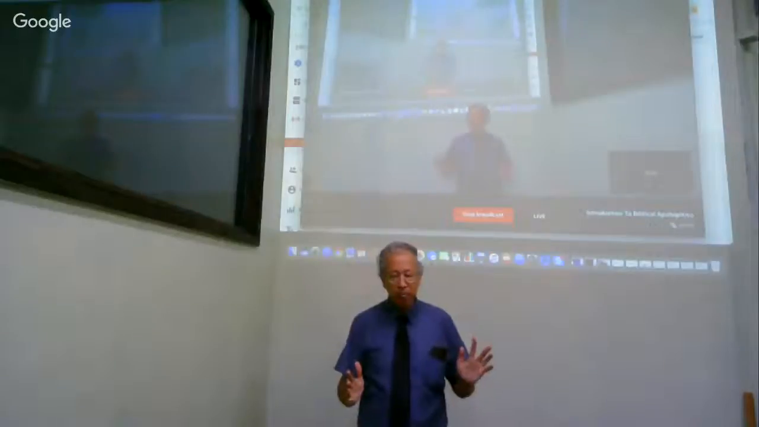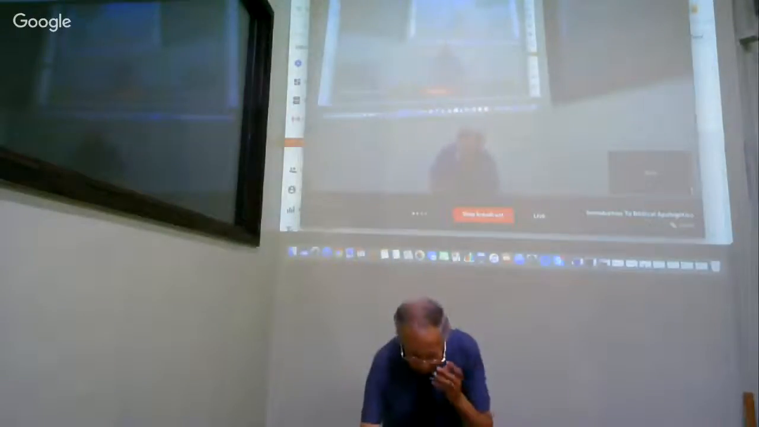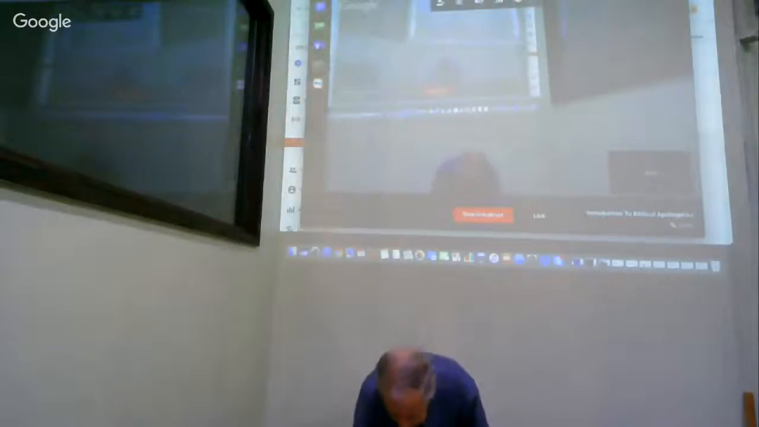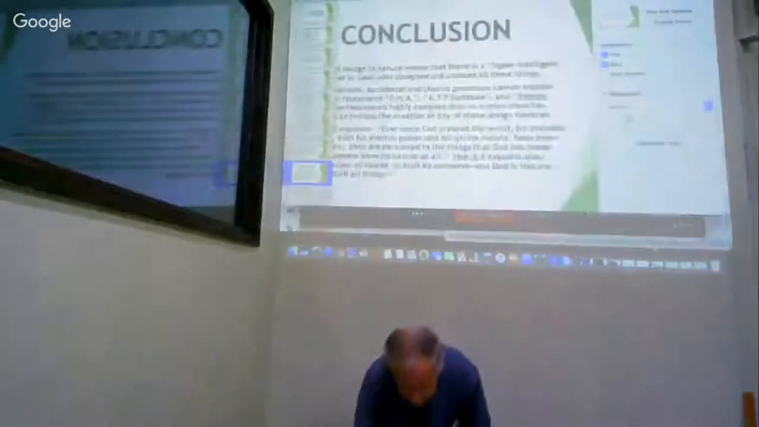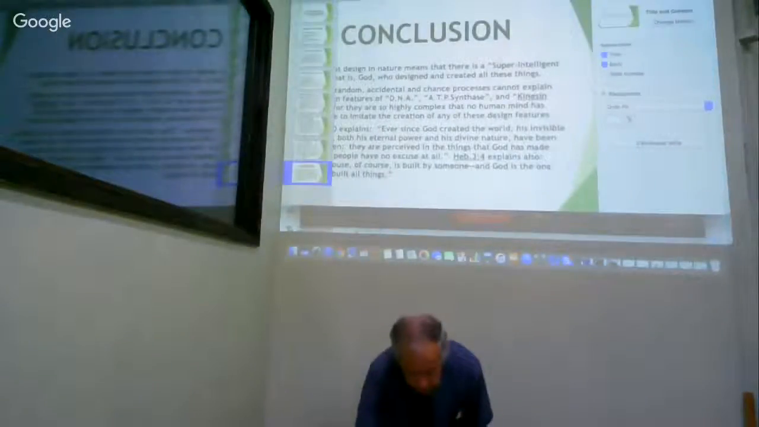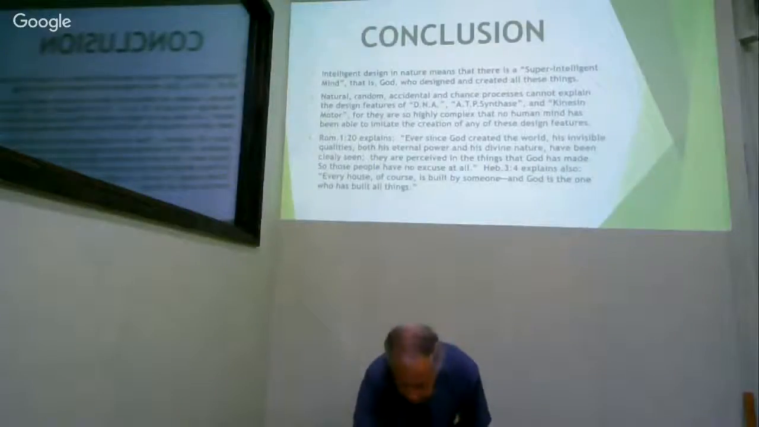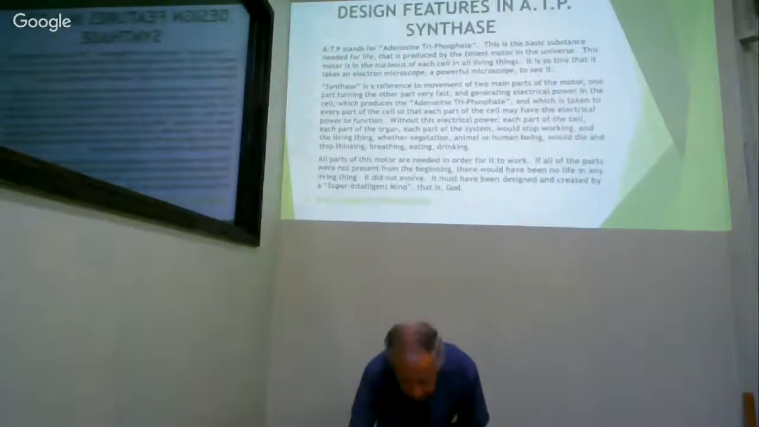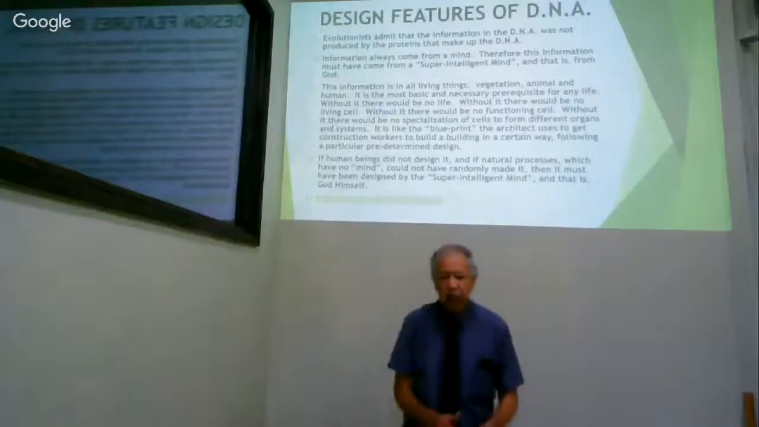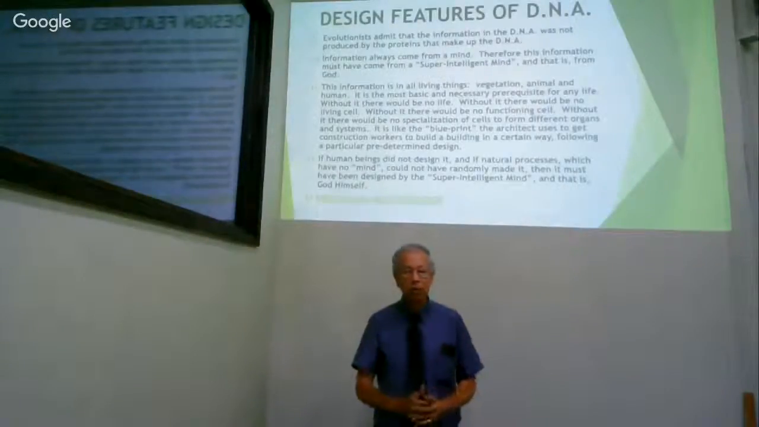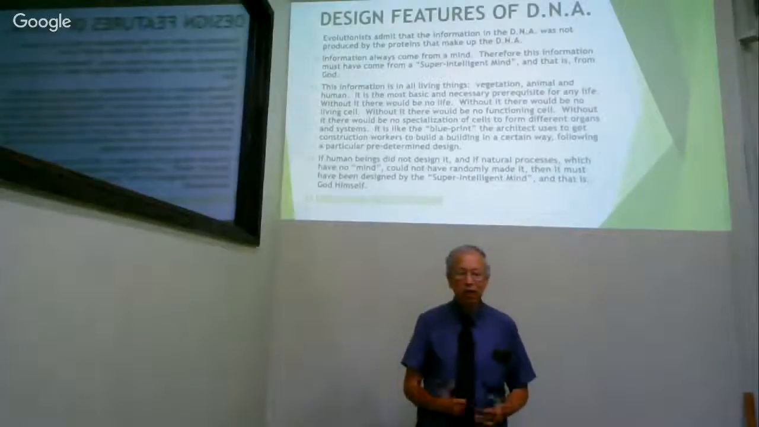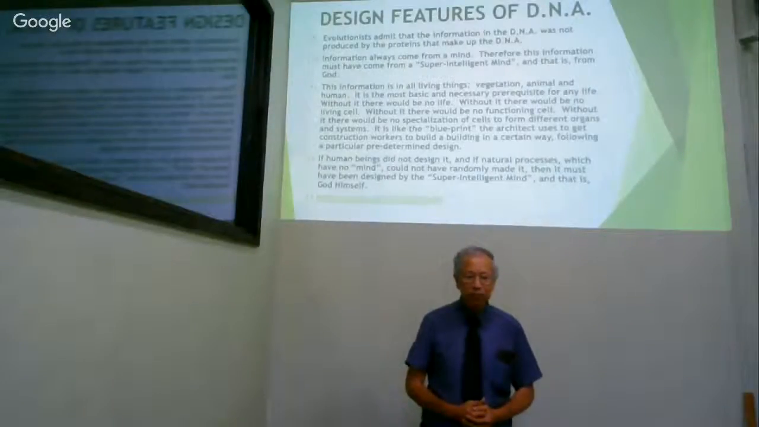Now, because I have such graphic information to illustrate these points, I'm going to be looking at some of these illustrations after I sum up each of the design features. First of all, the DNA.